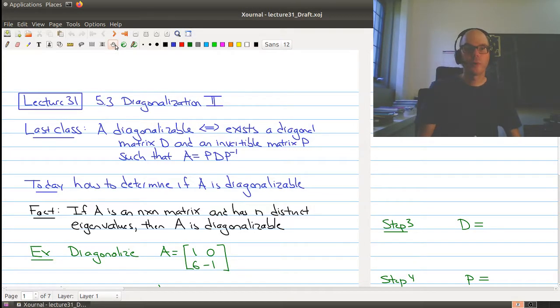Hello and welcome to Lecture 31, Math 1B03. In today's lecture, we're going to finish up section 5.3 on diagonalization. So this is actually a continuation of the last lecture.